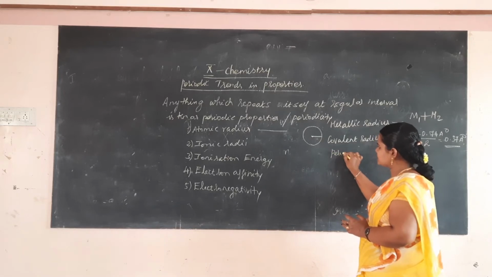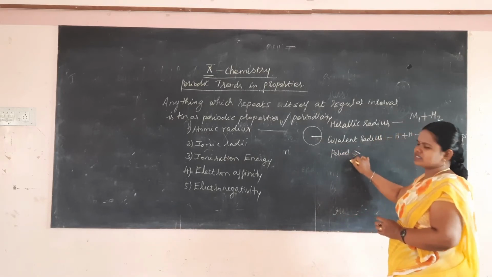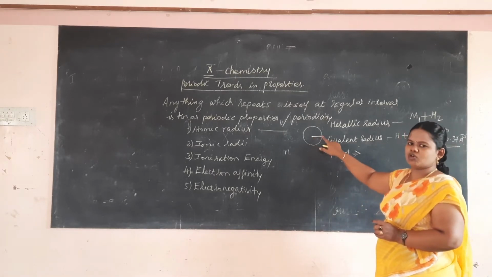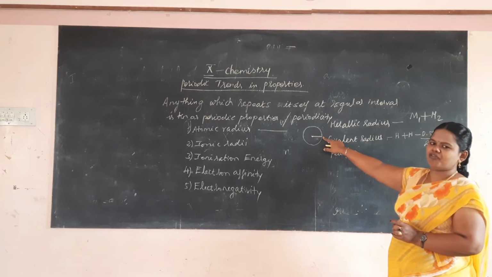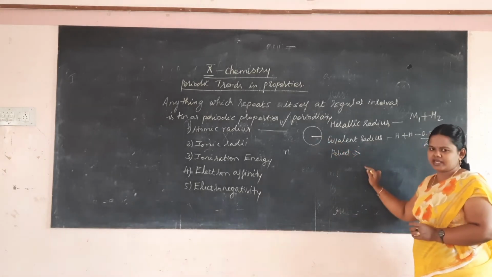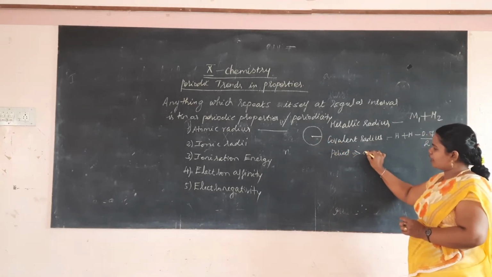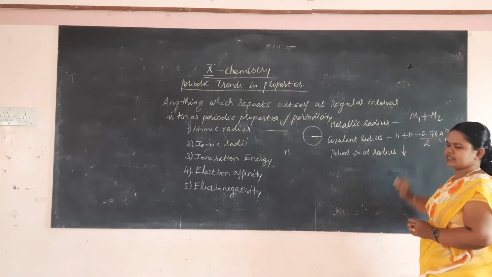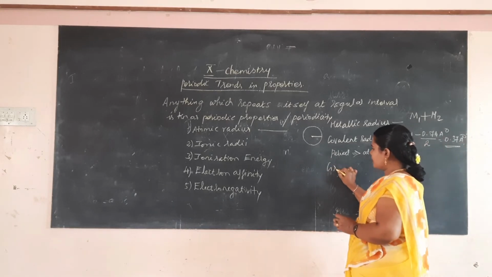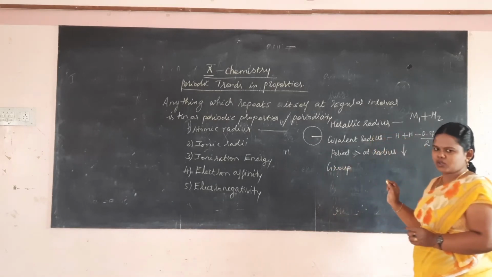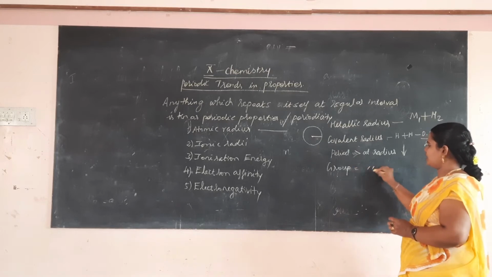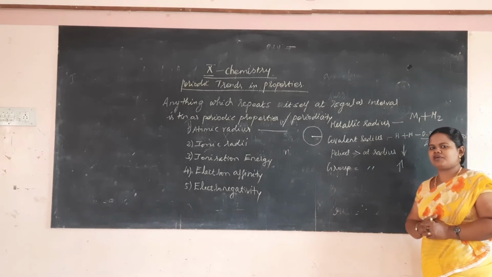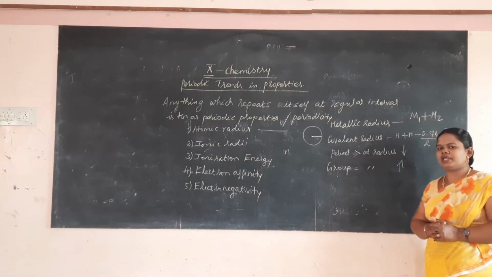The atomic radius decreases. What is the atomic radius? It is the distance between the nucleus and the outermost shell containing the valence electrons of an atom. Here, in a period, the atomic radius decreases, and in a group, the atomic radius increases. What is the reason for the decrease and increase in the period and the group?